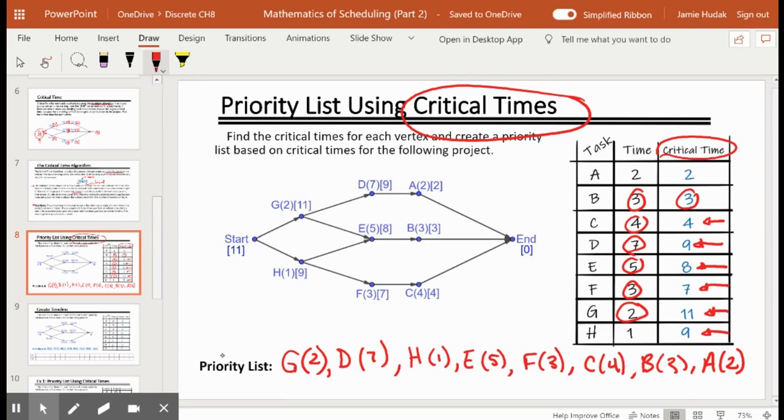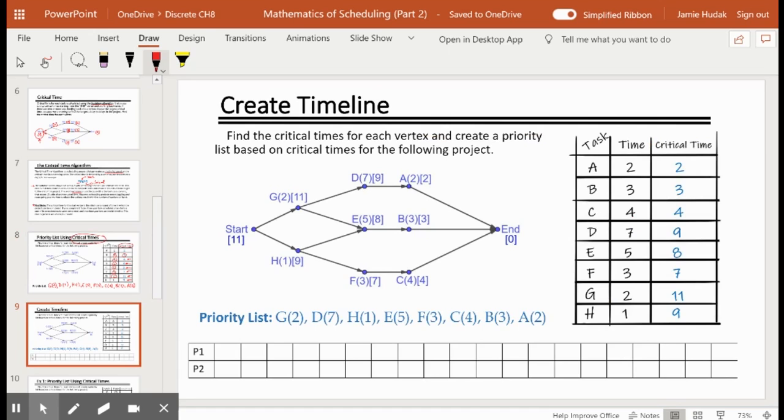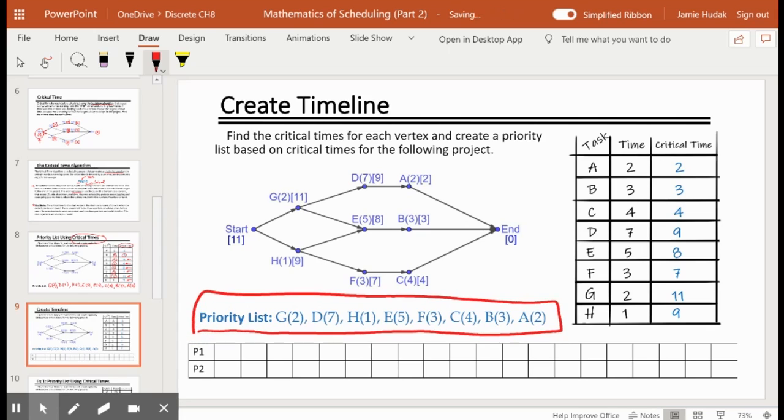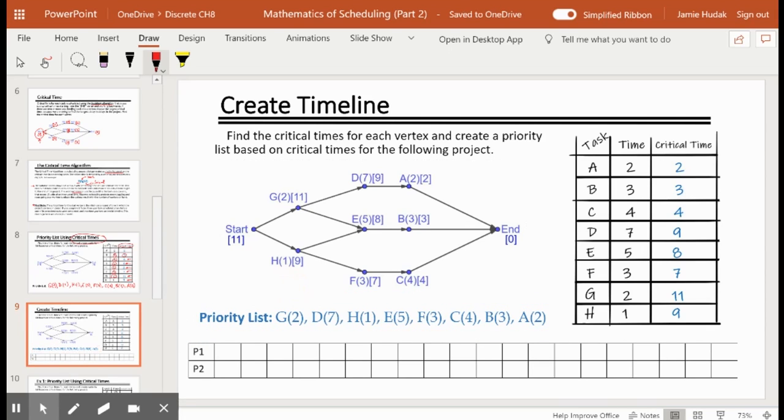Now let's create the schedule. So we have our priority list typed out here, and we're going to follow that priority list as we put everything onto the schedule. So just as we've done in the past, we say, can we schedule G2 first? And we say, yes, it's right here, connected to the start vertex. I can schedule it right away. So G takes 2 units of time. That's done.